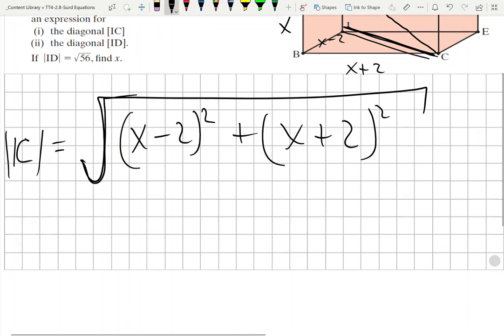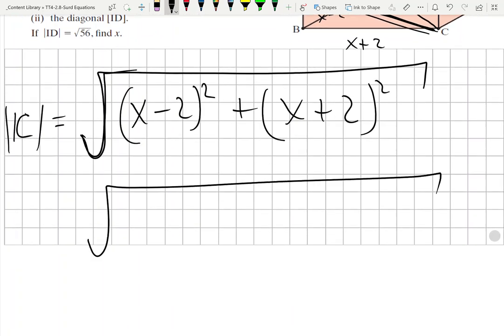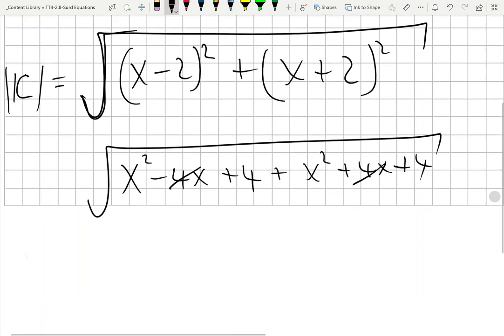Now I'm going to have to do a bit of work here by completing these squares. x squared minus 4x plus 4. And no reason to use a bracket. x squared plus 4x plus 4. So 2x squared plus 8.